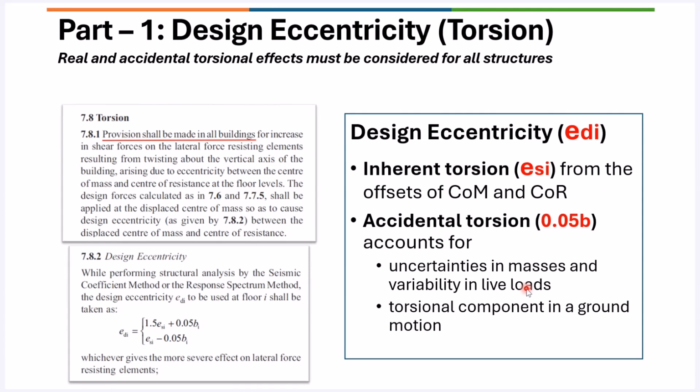EDI is the design eccentricity, which consists of the inherent torsion, which is ESI, and accidental torsion. Our code gives 5% of the building width in the direction perpendicular to the application, and 5% of it will be the accidental torsion. Typically, this is common for most codes, and this ratio varies between 5% to 10%. So for accidental torsion, we are taking 5% here, and then the inherent torsion, ESI.